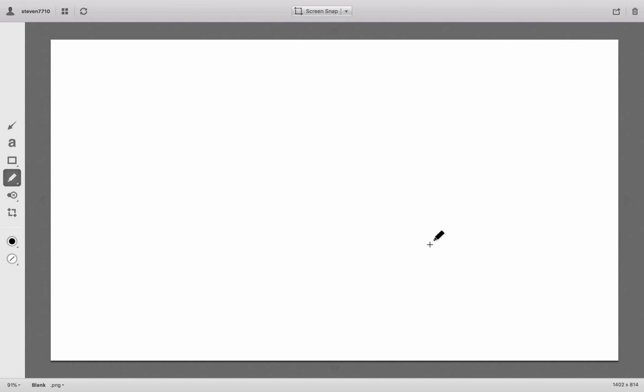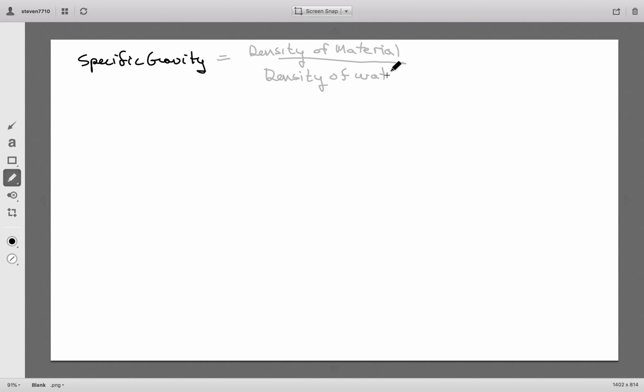Okay, so quickly, specific gravity. It really is just as you would read in the experiment file, equal to the density of your material divided by the density of water. So really it's basically comparing the density of your material in question to the density of water. Pretty straightforward.